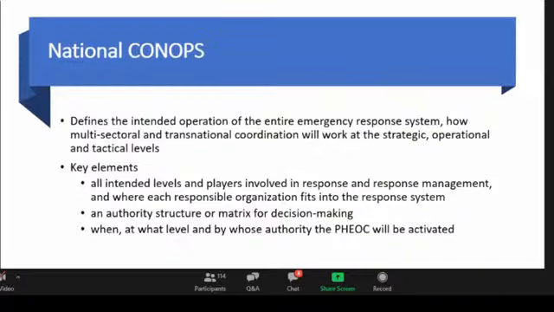So also the national Conops should identify other government departments or ministries who are the primary or secondary partners in the public health emergency, whether they have the roles of lead or supporting. Next.